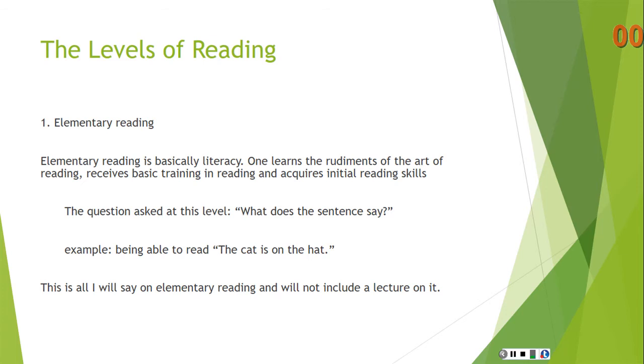Elementary reading is basically literacy. Once you learn to read the words on a page to understand what they mean, you've basically acquired the first level of reading. So you learn the rudiments of the art of reading, you receive basic training in reading, and acquire initial reading skills. The question that is asked at this level is, what does the sentence say? It's very basic, and Adler says that you learn this sort of reading, or you should, sometime in elementary school. You accomplish the art of elementary reading.